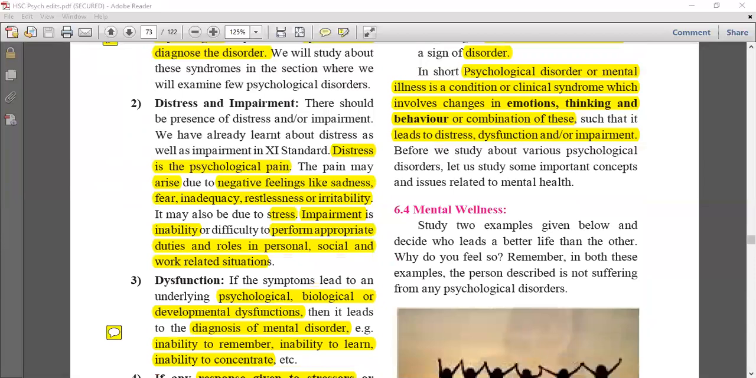A psychological disorder or mental illness is a condition or a clinical syndrome which involves changes in emotions, thinking, and behavior. You can remember it as BET. You've got to learn this by heart, because they might ask what a psychological disorder is. It is a condition or clinical syndrome which involves changes in BET, behavior, emotion, and thinking, or a combination of these, such that it leads to distress, dysfunction, and/or impairment.